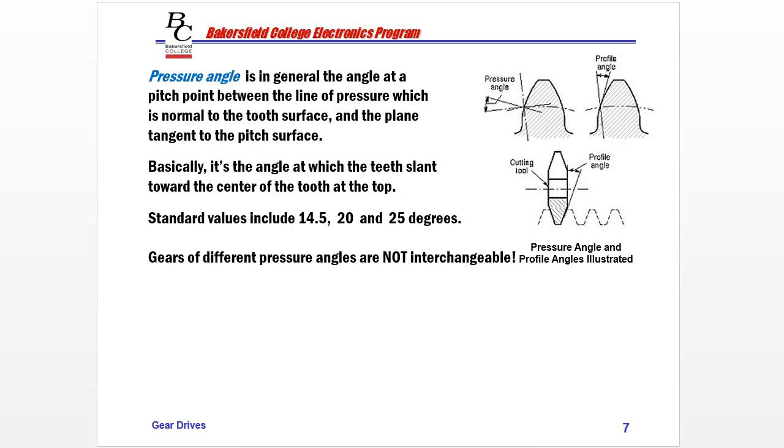The next term is called the pressure angle. It's the angle between the line of pressure at the pitch point, which is normal to the tooth surface, and the plane tangent to the pitch surface. So you can see it's kind of like the slant of this tooth. Standard values of the pressure angle are 14.5, 20, and 25 degrees. Now your book talks about 20 being the most common now, and it is.